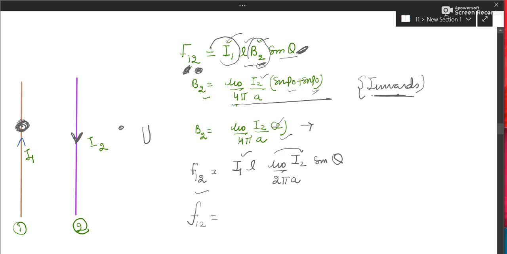And I1 is as shown, this is I1. So theta is 90. Anyways, theta is going to be 90. Sin 90 is 1. So it is sorted. Now what about the direction? F12. What about the direction?